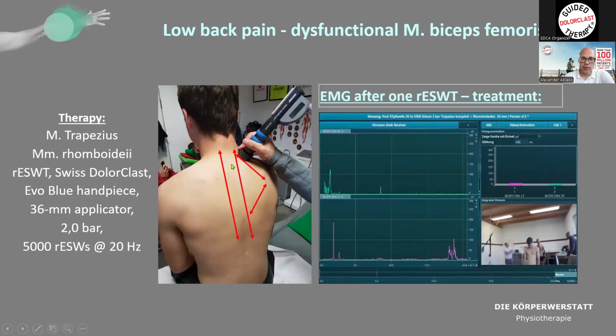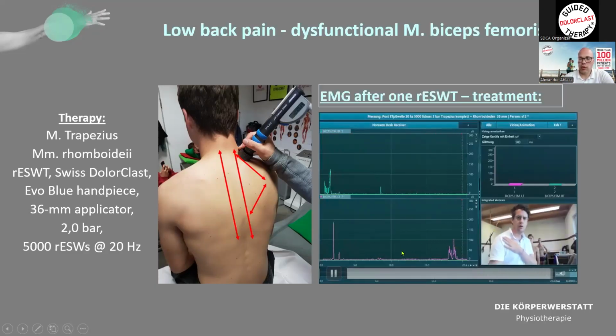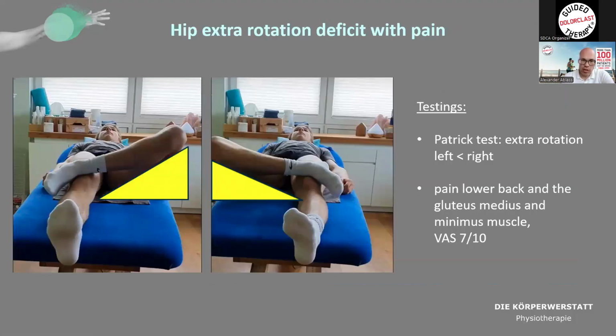Concentrate with the shockwave on the neck area, rhomboid and trapezius muscle, just a quick 5,000 impulses over the whole area. And you will see an immediate effect. You can see in this case, the left biceps femoris muscle tension was even normal, which surprised everyone. But the most impressive way to treat is this, and the easiest way.